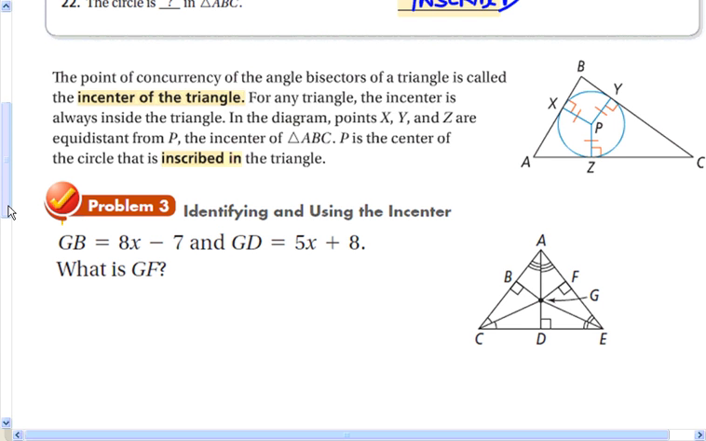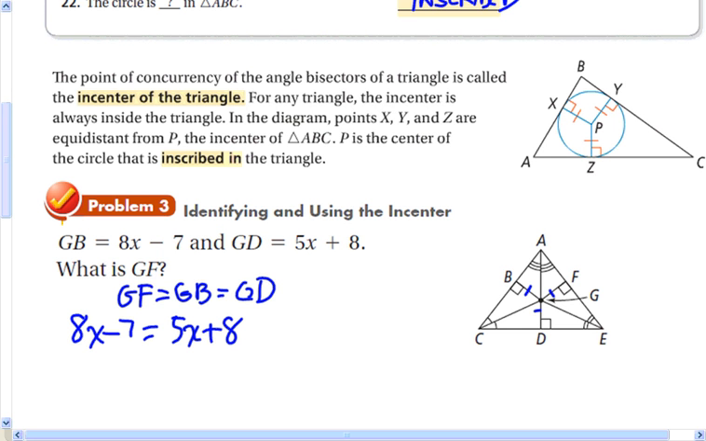So to use that, knowing that those are equal, we can see from this diagram that these will all be equal. So we get GF is equal to GE is equal to GB. And we're trying to find GF, but we're given GB, and GE and GB are all the same, so we can say that 5x plus 8, substitute that for GB, is equal to 8x minus 7.